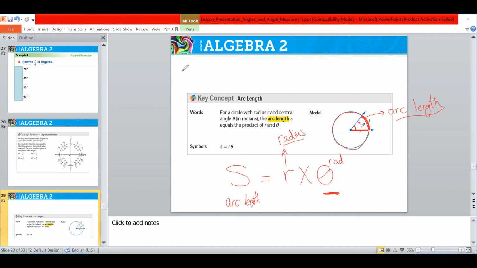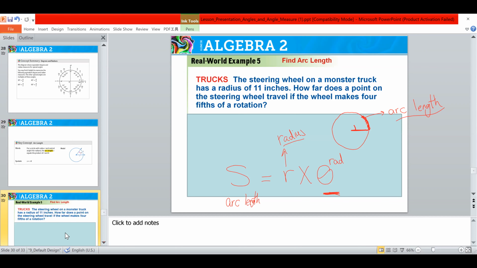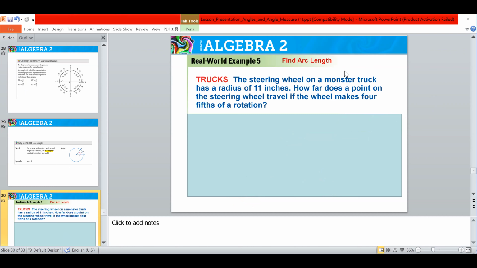Okay, let's talk about this by an example. This is our example. We will start the example with Abdullah Al-Aid. Abdullah? Yes. Okay, Abdullah. Can you read the example, please?